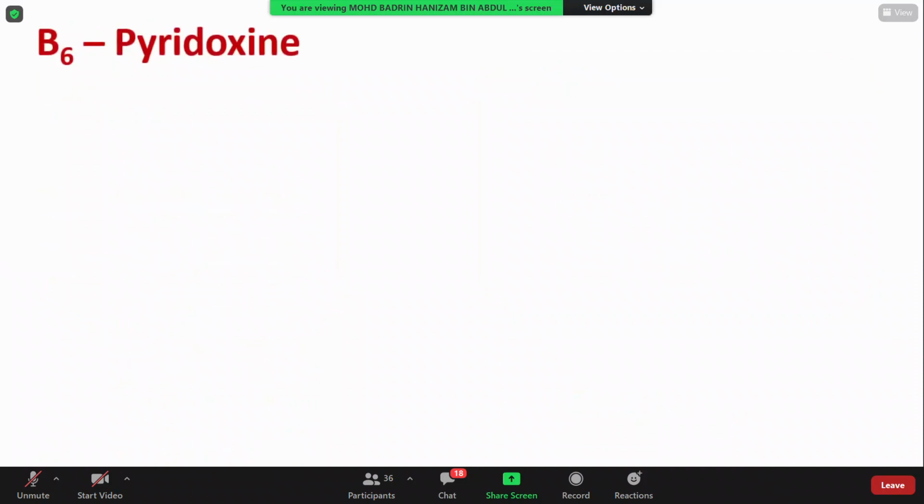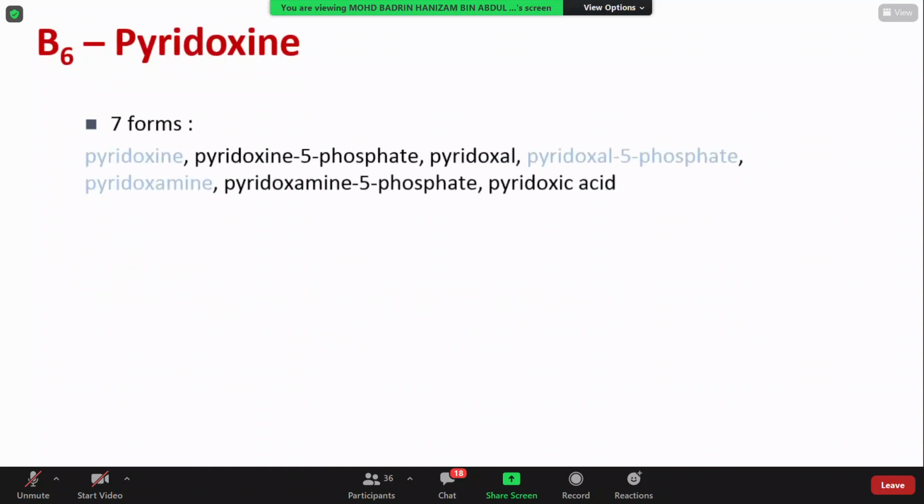Toxicity very rare, and vitamin B6, also called pyridoxine, 7 forms. This vitamin B6 contains 7 active forms.